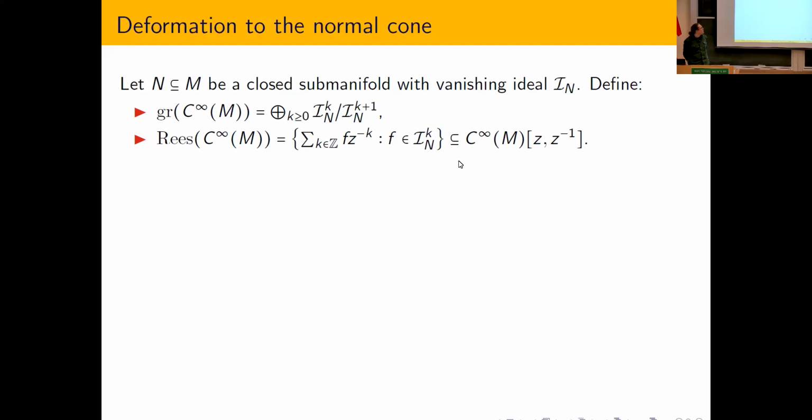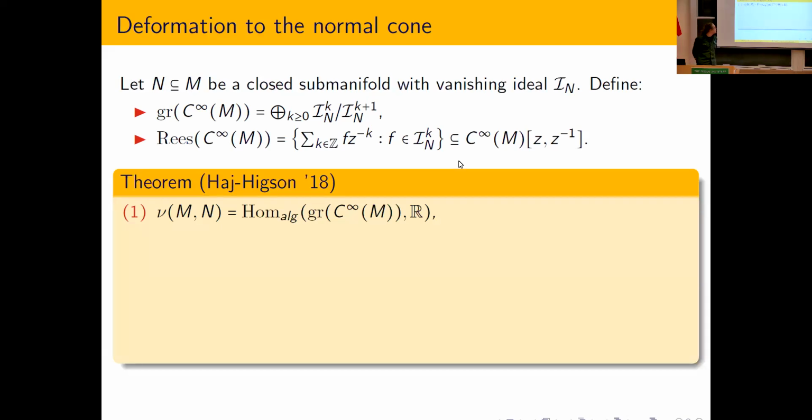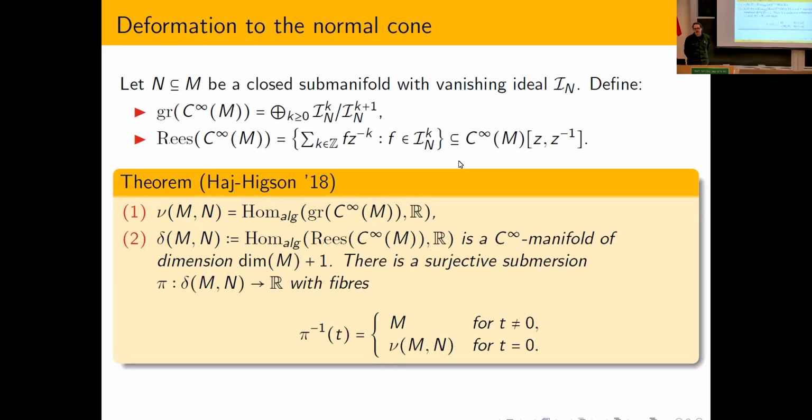And then what we should do with this is look at the character spectrum. I don't know if Nigel and Ahmed Reza told us this fact, but they certainly told me this fact: if I look at the character spectrum of the associated graded algebra, I wind up with the normal bundle of N. And what they really told us, I think, is that if I look at the character spectrum of the Rees algebra, what I wind up with is a smooth manifold called the deformation to the normal cone. It comes with a surjective submersion onto R such that the fibers away from 0 are just M again, but the fiber at t equals 0 is the normal bundle.